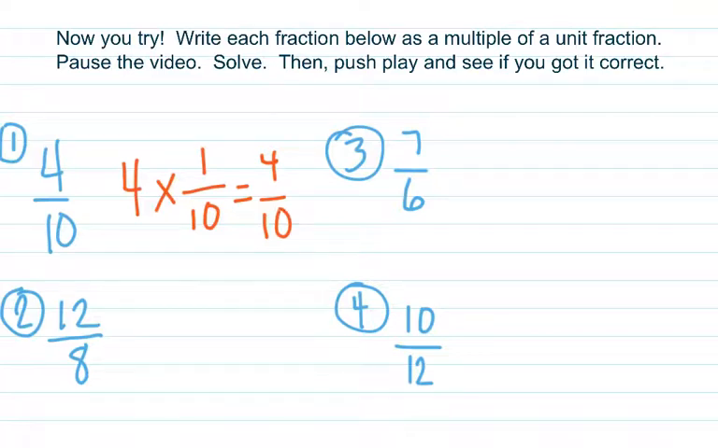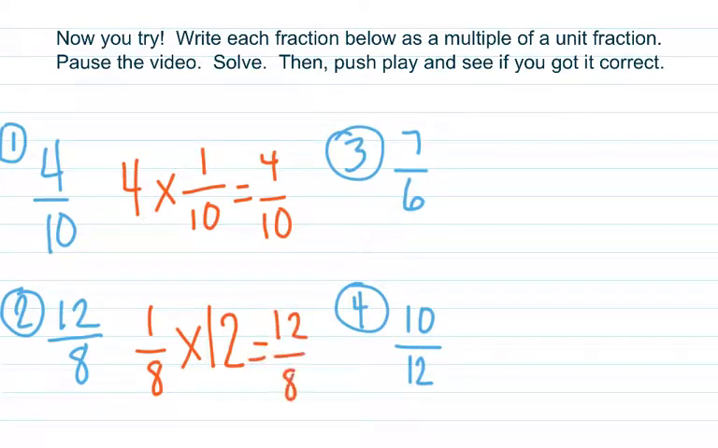For number 2, 12/8, the unit fraction is 1/8. How many of those do I need? 12. 1/8 times 12 equals 12/8. You might have noticed here on these, I put the fraction first on the second one, and I put the whole number first on this one. Either way is correct. Number 3, the unit fraction is 1/6, and I would need 7 of them.